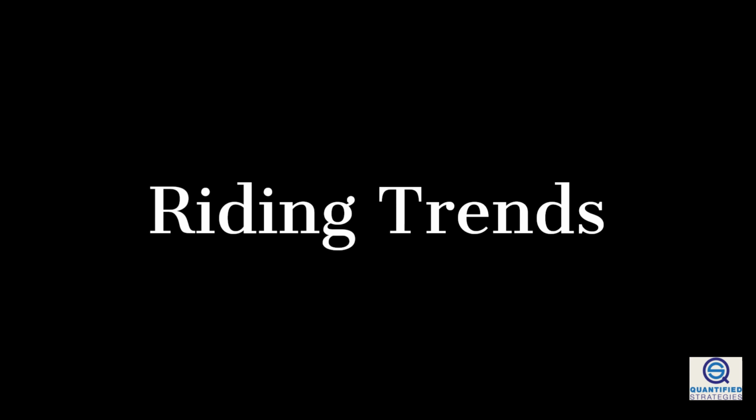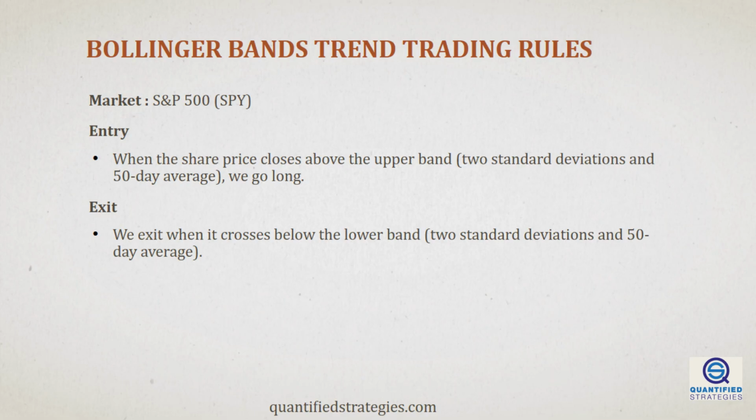For example, you can buy a breakout from the upper band and stay in the trade until it breaks below the lower band. This way, you can increase your chances of making significant profits. But does it work? Let's backtest it to find out. We use the trading rules on the screen, and we backtest S&P 500 from 1960 until today.